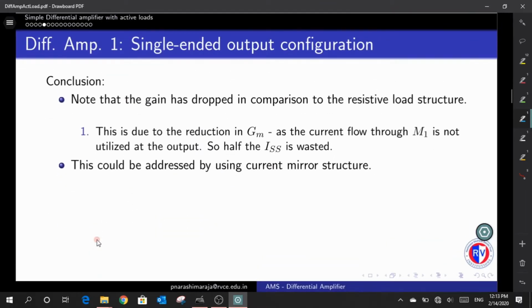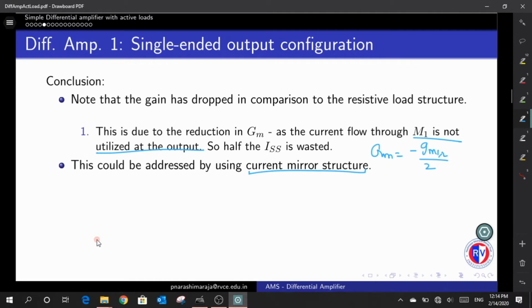Basically, the circuit doesn't have enough gain just because the GM has been reduced by half. This is what the statement says. The current that flows through this M1 is not utilized at the output, due to which we end up having the capital GM be just half the value of the transistor GM. The solution for this is using the current mirror structure in an appropriate way, rather than having the weird structure that I've mentioned here.